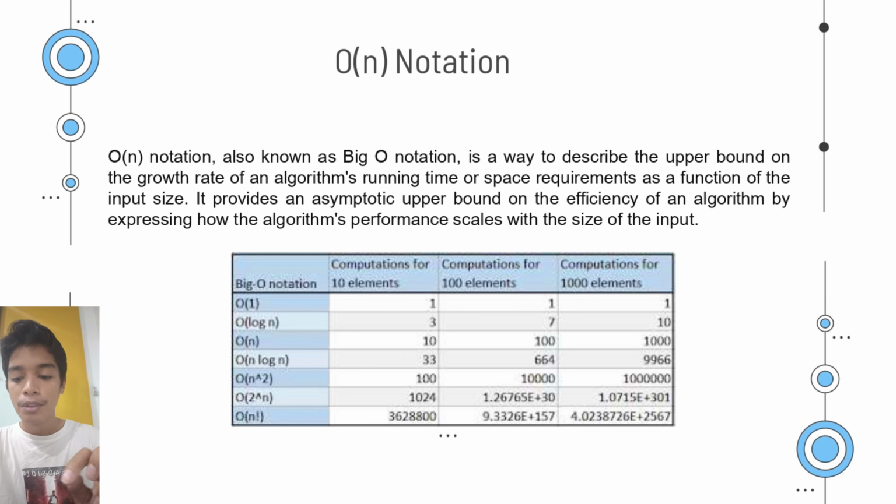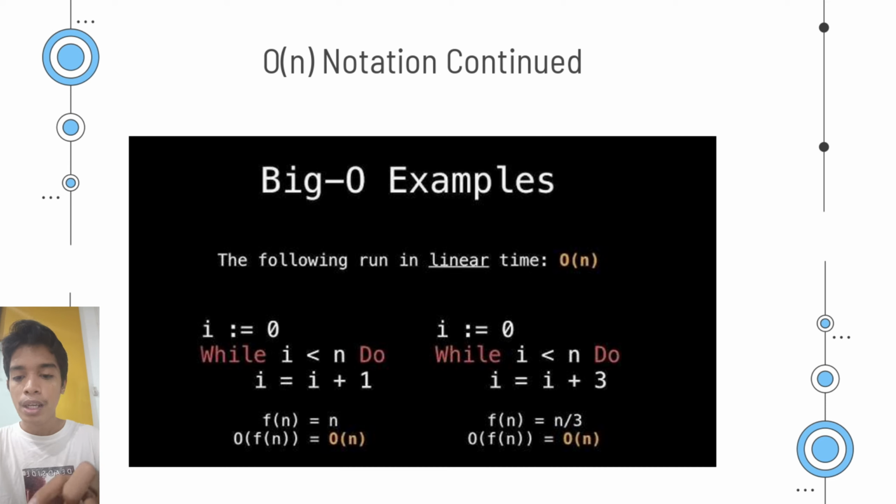Now we're gonna go into the continuation of big O notation. Okay, I'll just continue with some examples of big O notation. So this is the example, and we move to Python, right? We can see the for loop runs in linear time, big O of n, right? So this is about the phrases here.